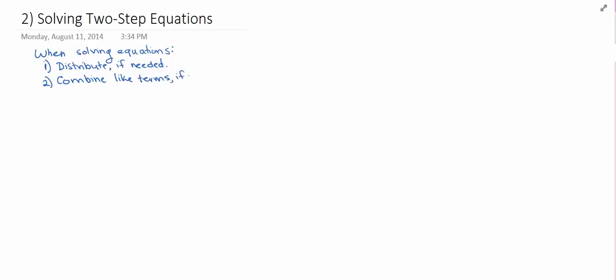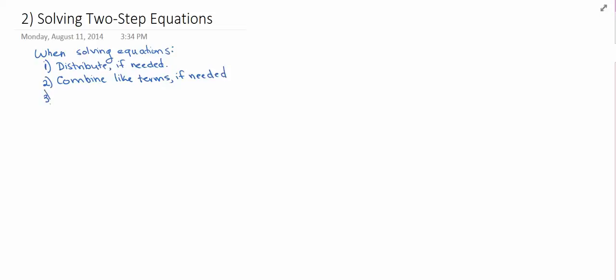Generally, when solving equations, this is what you want to do. First, you want to distribute if needed. Okay, the second step is you want to combine like terms, if needed.